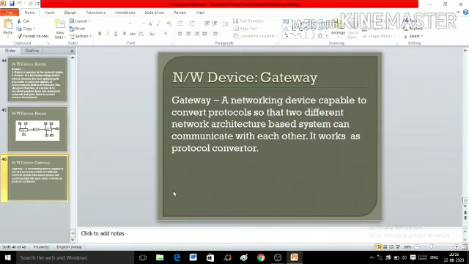After that, the last networking device is a gateway. A gateway is a device which is capable of converting protocols so that two systems based on different network architectures can communicate with each other. It works as a protocol converter, and it is basically just the entry and exit point of any network. So this is all about your networking devices.